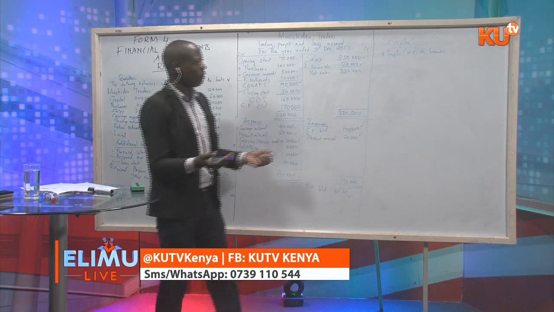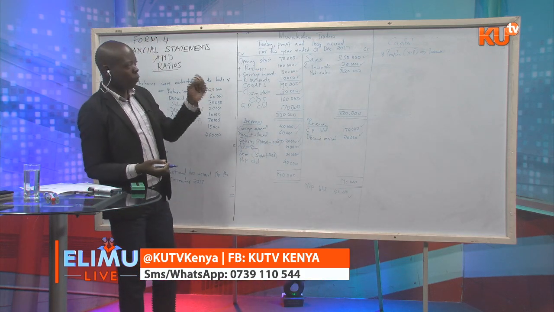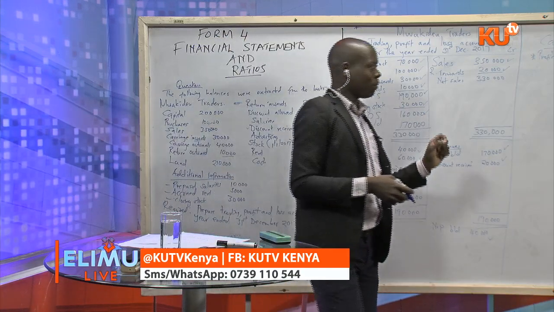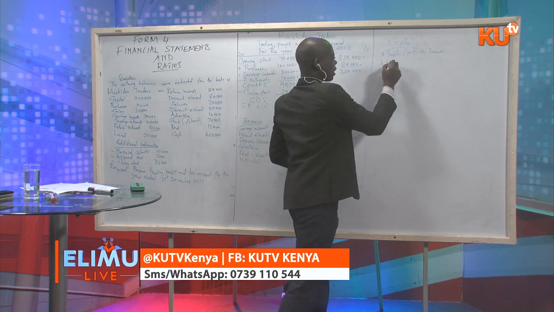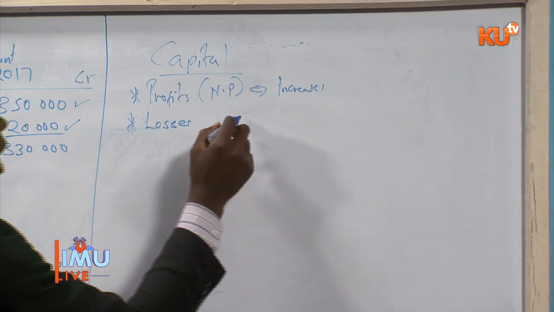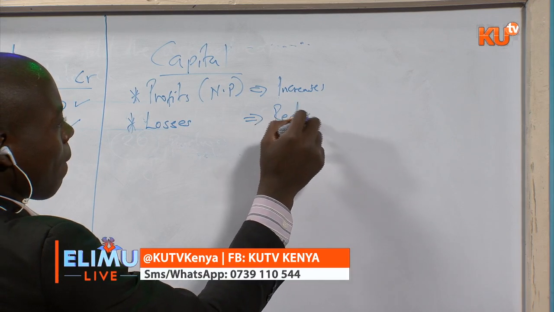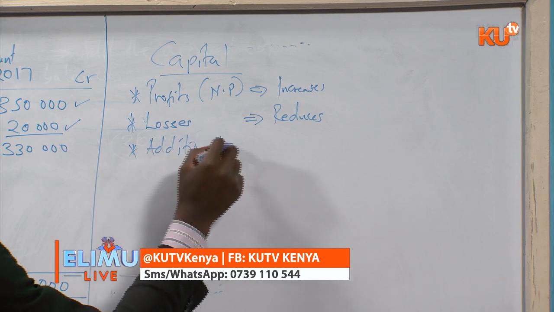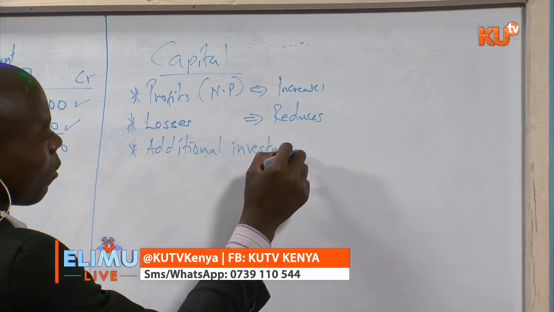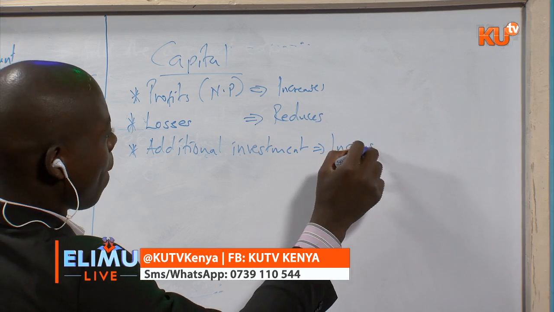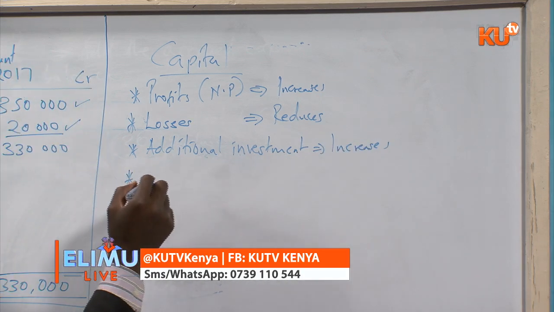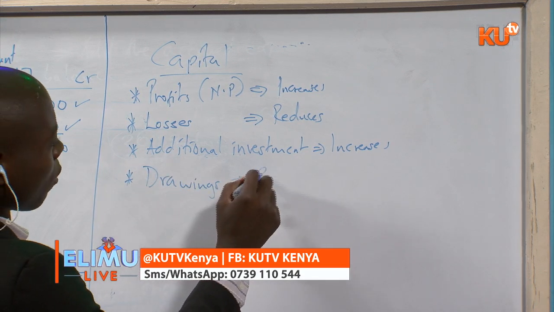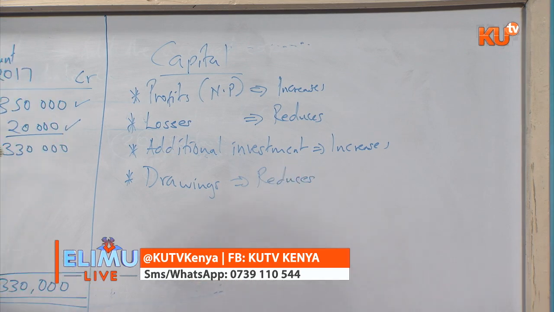You can be told to explain factors that affect changes in capital. One of them is profits, and more particularly, net profits. They increase capital. Number two, losses. If you make net losses, they are going to reduce capital. Number three, additional investments. Additional investments increase capital. And then number four, we have drawings. Drawings reduce capital. So those are the factors that affect capital.